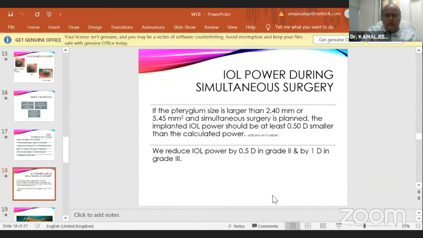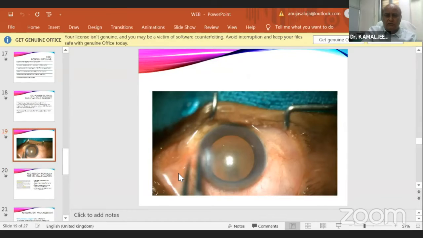Now, how to do IOL power? They say that if the pterygium size is larger than 2.4 millimeters, or the surface area is 5.45 square millimeter, then simultaneous surgery is planned. The implanted IOL power should be at least 0.5 diopter smaller. जो आपने कैलकुलेट करी है उससे कम कर देते हैं 0.5 diopter. So similarly, we reduce IOL power by 0.5 diopters in grade 2 and by 1 diopter in grade 3 pterygium, where the pterygium is slightly larger. There, the astigmatism caused by the pterygium is around 1 diopter, so that has to be reduced.